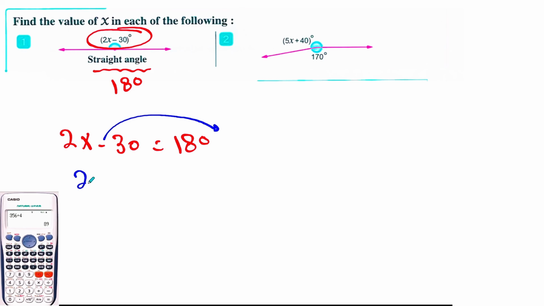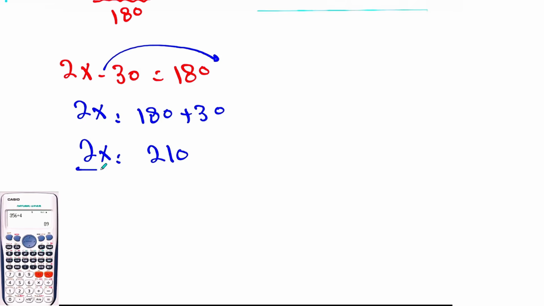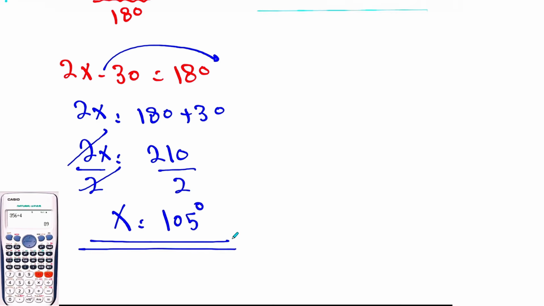So, we have the equation: 2x equals 180 plus 30. This simplifies to 2x equals 210. Here, we divide both sides of the equation by 2, and here as well, we perform the division by 2. We carefully divide, and it clearly appears here that the value of x is precisely 105.